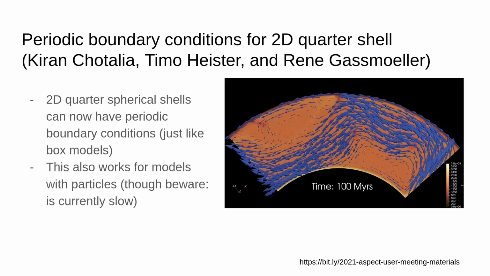There are now periodic boundary conditions for 2D quarter shells. So we had periodic boundary conditions for boxes before. The modifications that were necessary for the quarter shell were made during the hackathon by Rene and Timo and myself. And this also now works for particles. Although just last week we figured out that using particles with periodic boundaries in shells is currently slow. That should be fixable soon, but it's correct. It's just a bit slow at the moment.